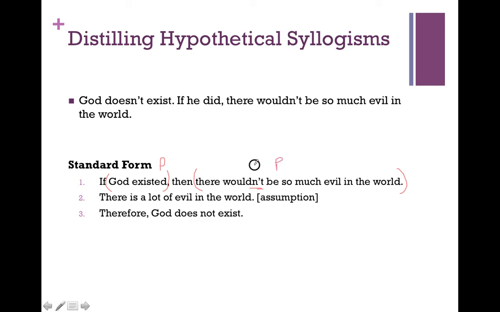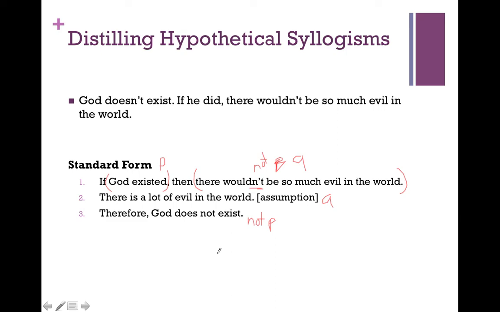So it's if P, then, I'm sorry, why did I put P there? Then not Q, because we have to say not because of the negative. And Q refers to there is evil in the world. Then the second premise down here is just going to be Q, and then the conclusion is going to be not P. And this is actually an instance of modus tollens, because we're saying if P then not Q, Q, right? Or in other words, not Q, therefore not P. This is an instance of modus tollens.